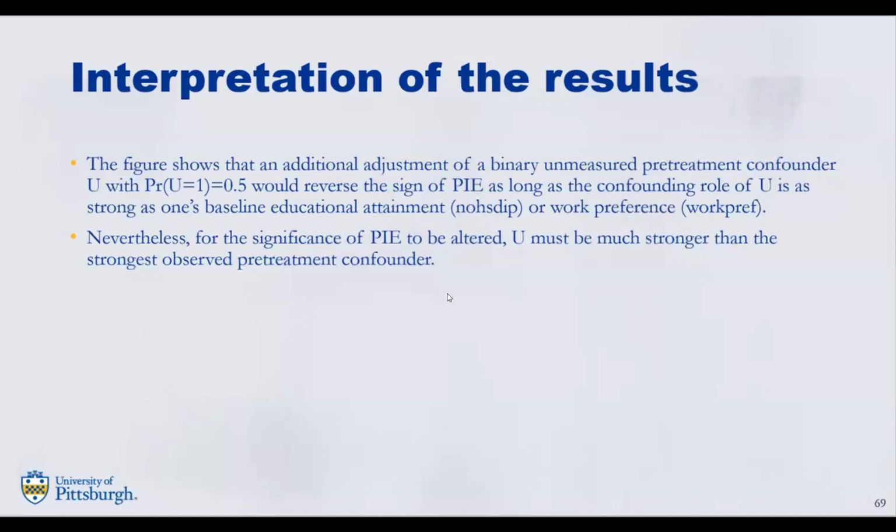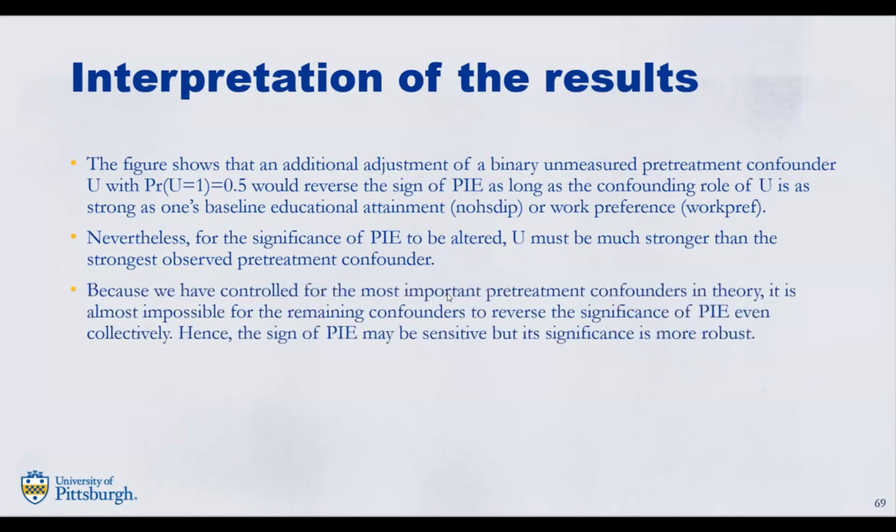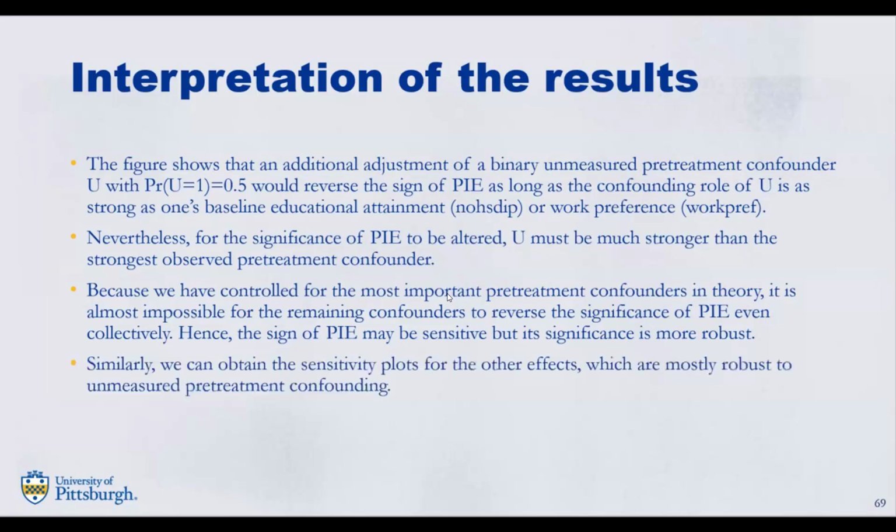Nevertheless, for the significance of PIE to be altered, the unmeasured confounder must be much stronger than the strongest observed confounder. Because we have controlled for the most important confounders in theory, it is almost impossible for the remaining confounders to reverse the significance of PIE, even collectively. Therefore, the sign of PIE may be sensitive, but its significance is more robust. Similarly, we can obtain the sensitivity plots for the other effects, which are mostly robust to unmeasured pre-treatment confounding.